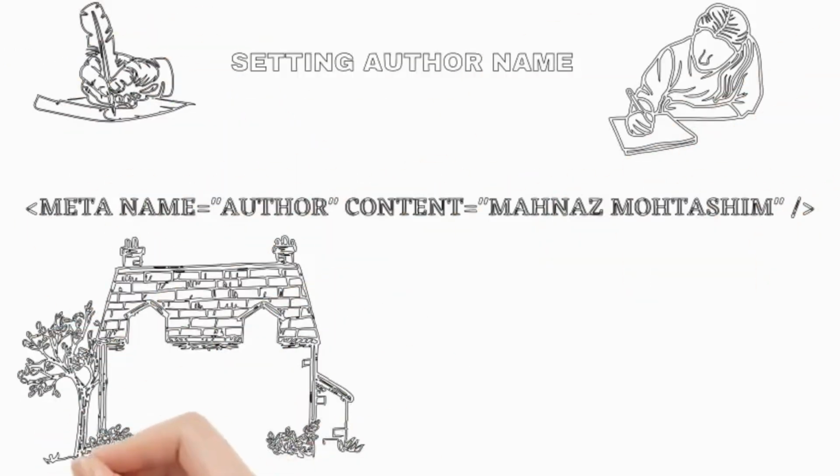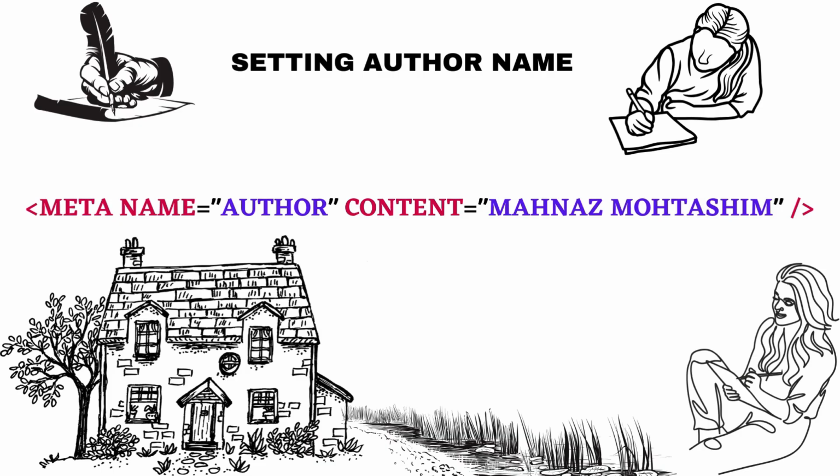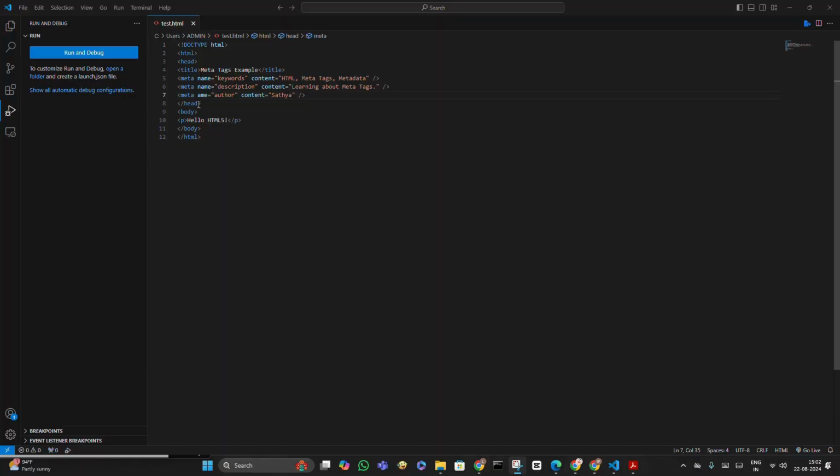Another common use of the meta tag is to set the author's name for the document. This is useful for identifying the creator of the content.